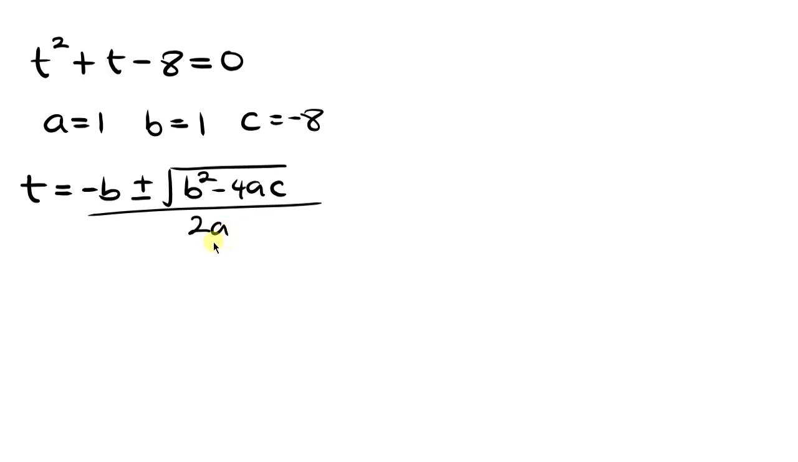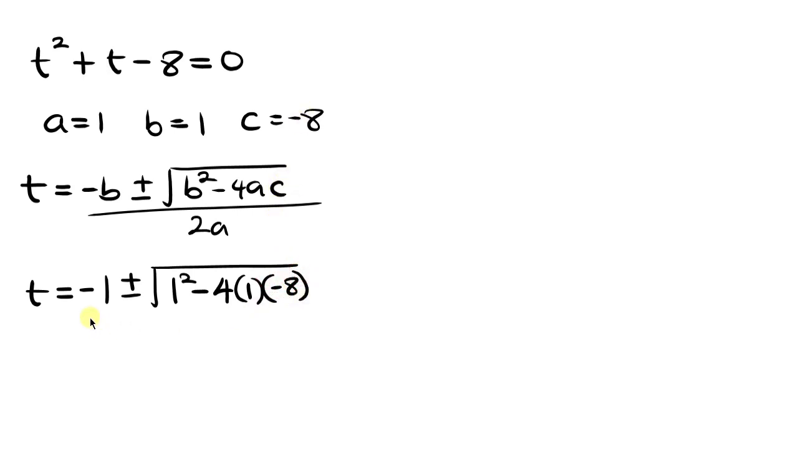So now let's substitute. So this is t equal to negative b. Negative b is 1 plus or minus the square root of b squared, that's 1 squared, minus 4ac. 4 times a is 1, times c is negative 8, all over 2a, that's 2 times 1.